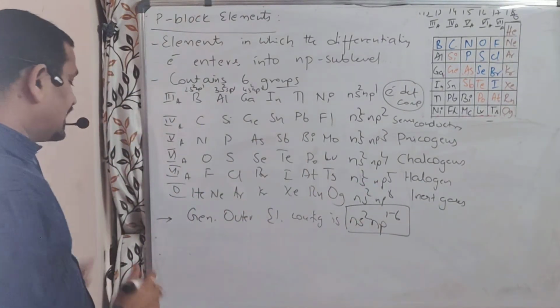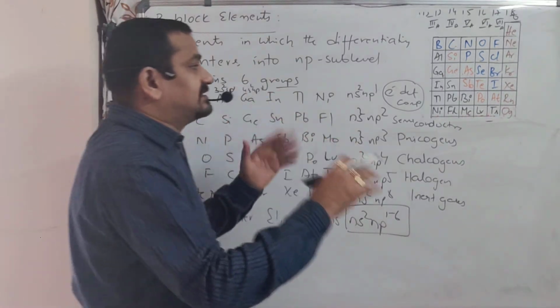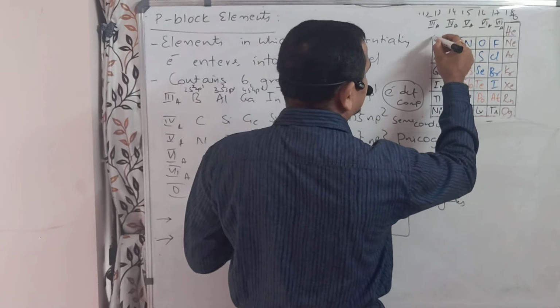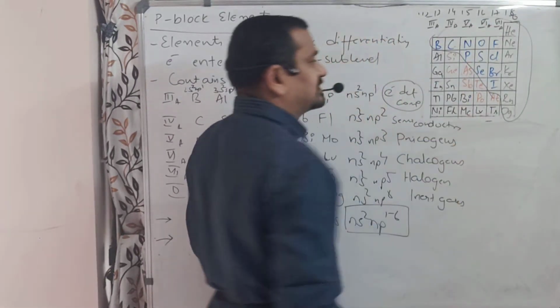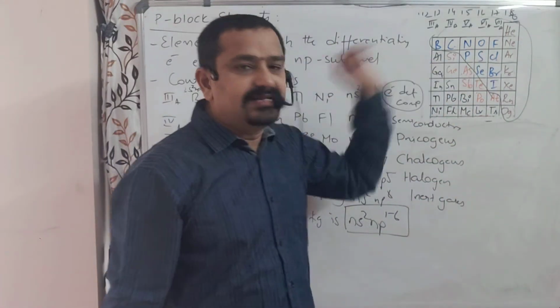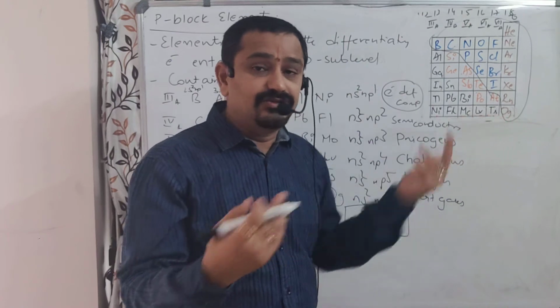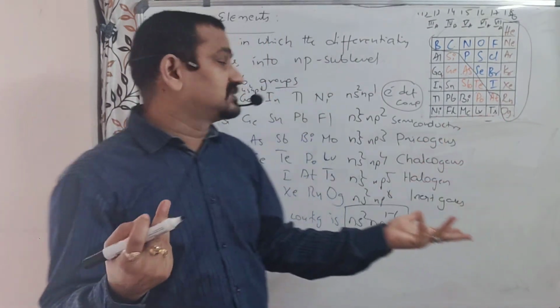And then we have one more point here. These p-block elements contain all non-metals. See, whatever elements I am marking here, these all are non-metals only. All non-metals are present in p-block. All non-metals means even the strong non-metals are also present. You know, strong non-metals are oxidizing agents. A strong non-metal is a stronger oxidizing agent.